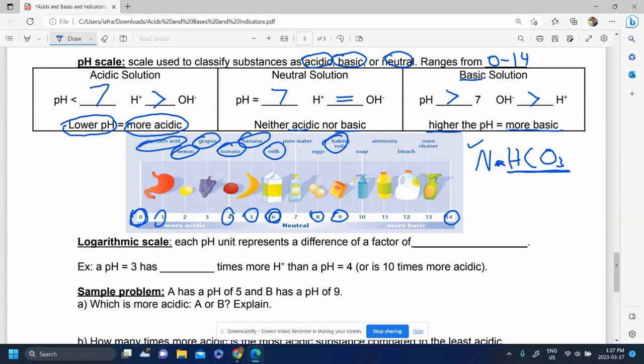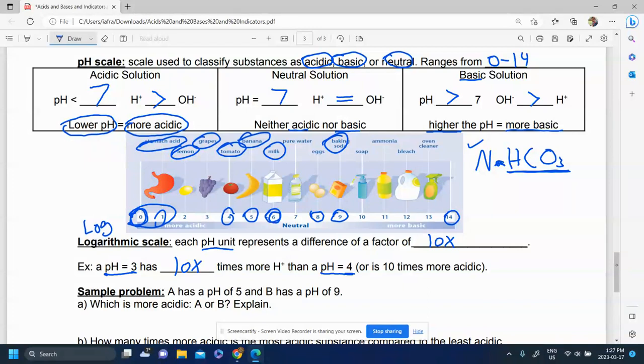Now let's take a look at that scale, what those numbers mean. The pH scale is actually considered logarithmic, or we can say log for short. It's a log scale. And what that means is that each pH unit actually doesn't represent a difference of 1. It represents a difference of a factor of 10 times. So for example, if I'm comparing a pH of 3 and a pH of 4, the pH of 3 has actually not 1 more H plus, but 10 times more H plus, because it's 1 unit difference, and each unit is 10 times, not 10 plus, 10 times.